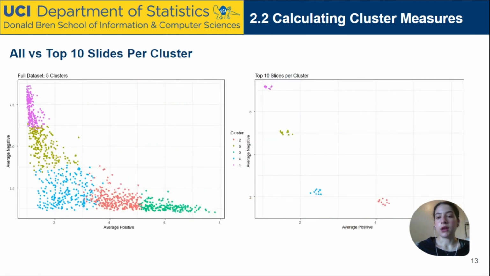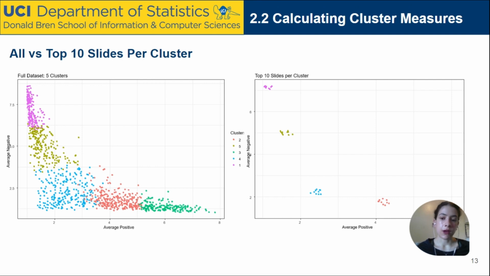So if you look on the left again, we see that all the slides used in the clusters are displayed, and that there isn't great separation between them, and that there's actually fair bits of overlap. So in order to get the most separation, we can actually select the most representative slides closest to the centroid of each cluster, where here on the right we have the top 10, which we can see here has very clear separation between the 5 clusters. You can see very distinct groups.